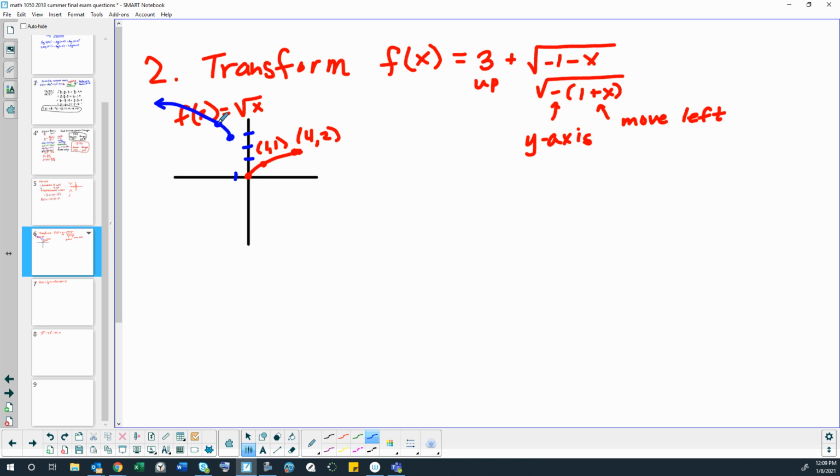Now, if we need some exact points, there's not been any stretching happening here. This point right here that was at (0, 0) is now going to be at (-1, 3). And the point that was at (1, 1) is now going to be at (-2, 4). And then the point at (4, 2) is going to be over here at (-5, 5), I think. So there's 3 points on the graph for where that original parent or toolkit function has moved.